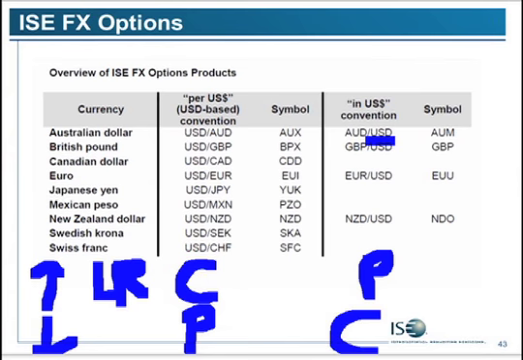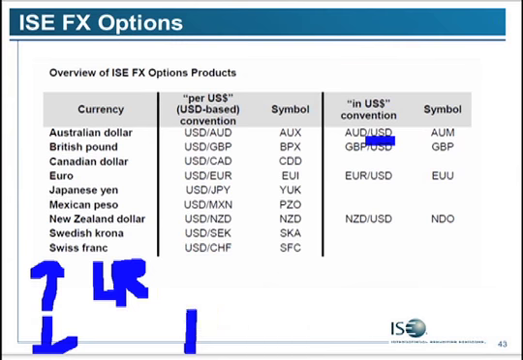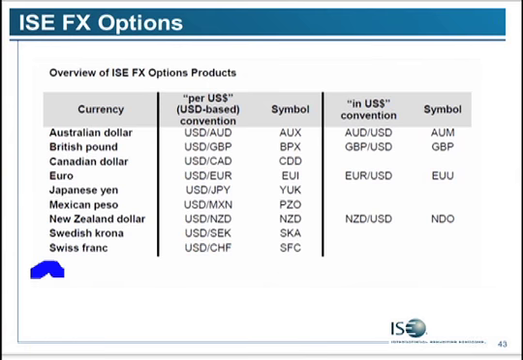The simplest way to really think about this is what do you think of the base currency? Once you have that view, you can easily implement an option strategy. And the most important thing, though, is you need to know these symbols. These symbols are very, very important because that's what you would type into your broker.